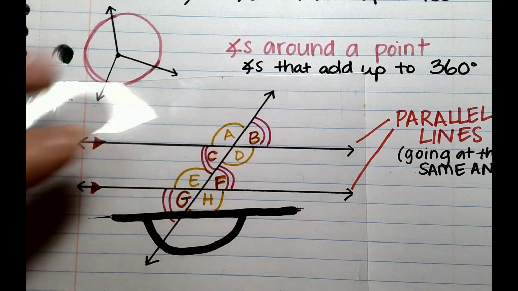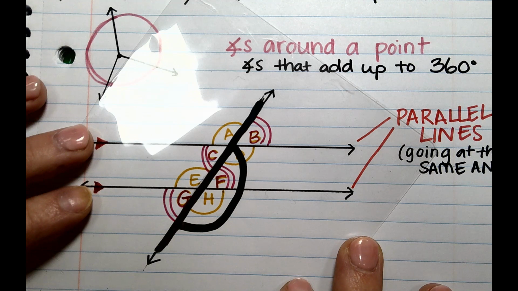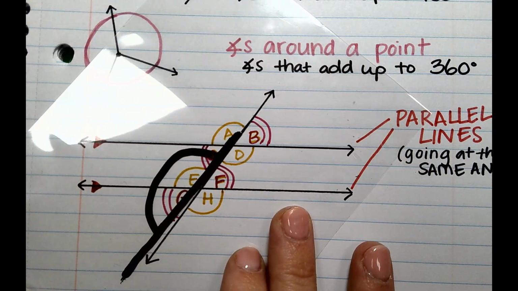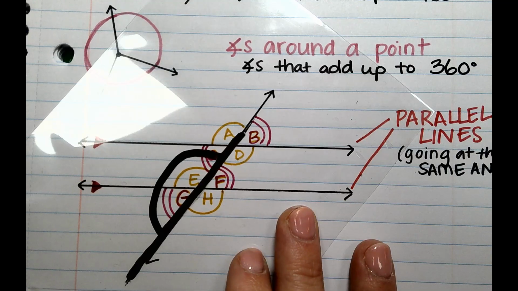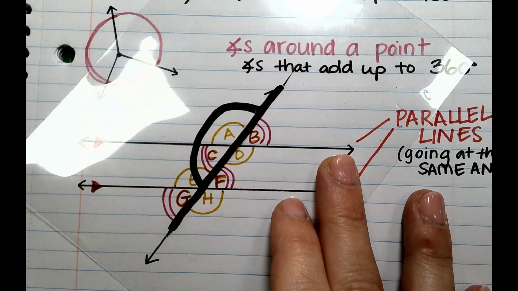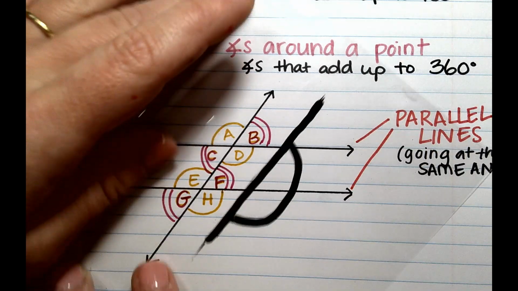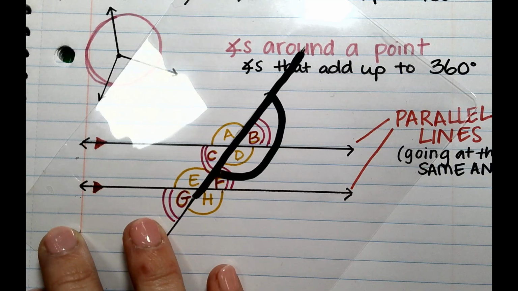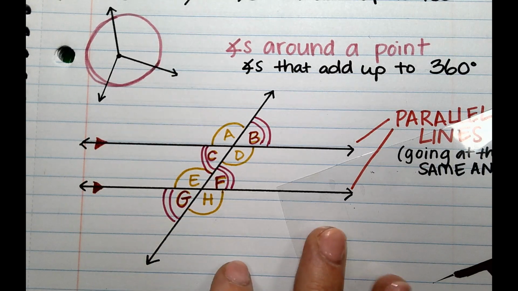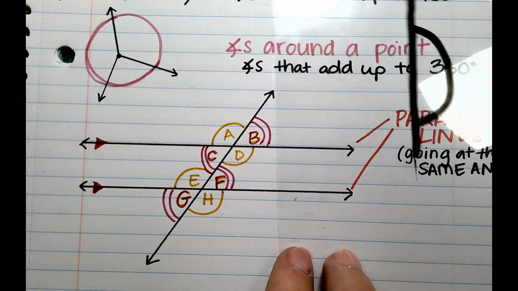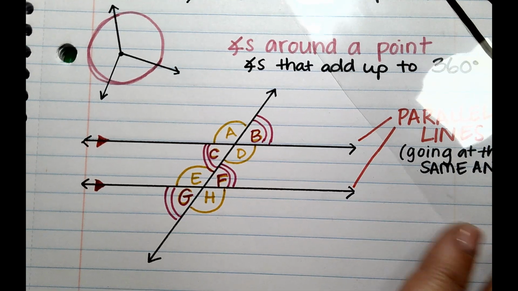F and H? Yep. What else? E and G? Yes. What else? A and C. A and C? What else? B and D. Crazy. We just drew 3 lines, and there's all of those relationships that we can think of in there. That is really, really cool.